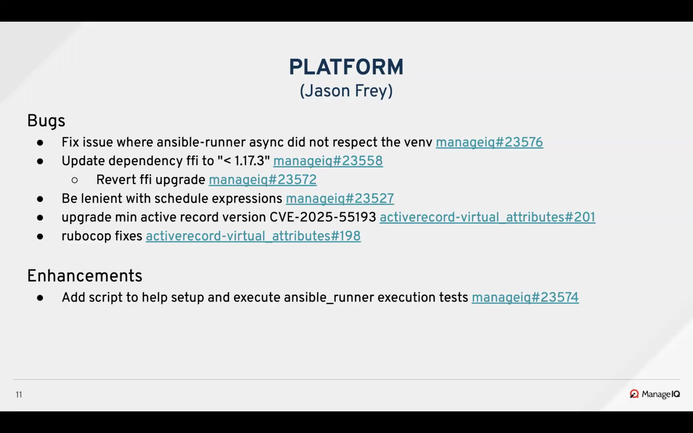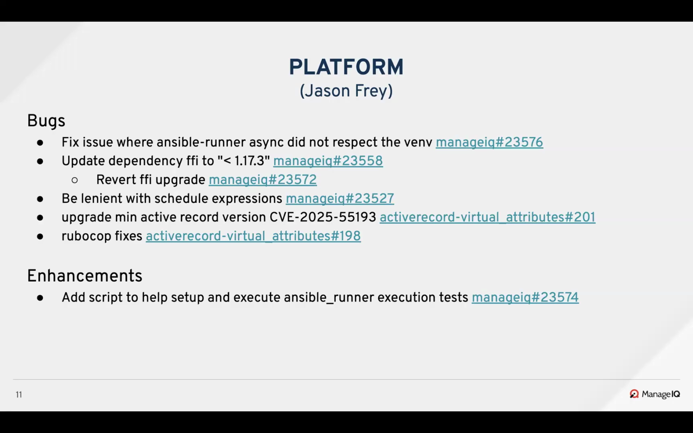Keenan added a change for being more lenient with schedule expressions. If schedule expressions had an older or invalid format, they would just blow up. Now they gracefully fail and allow it to continue on. Keenan also upgraded the minimum ActiveRecord version for a CVE fix in active record virtual attributes and had a number of Rubocop fixes over in active record virtual attributes.